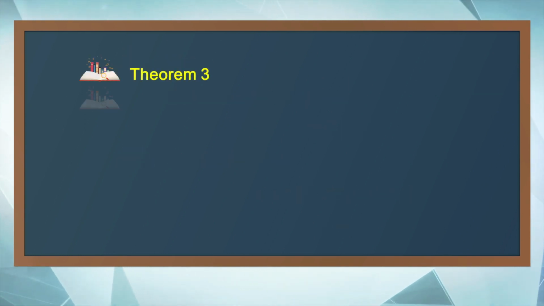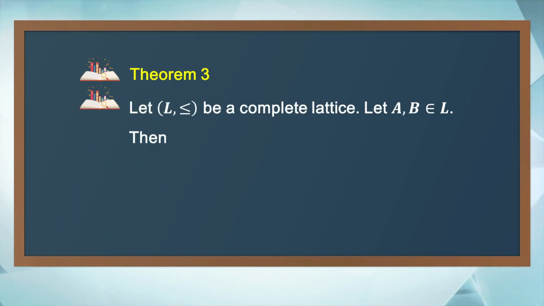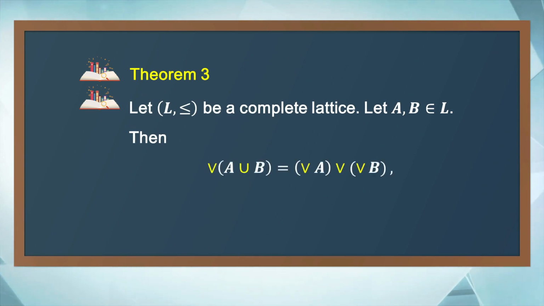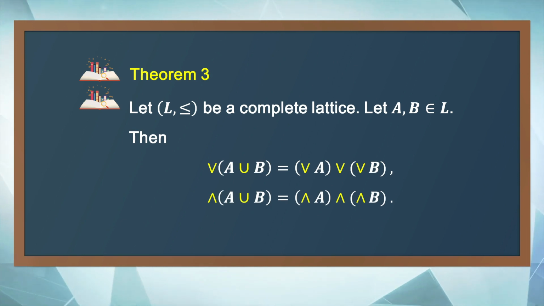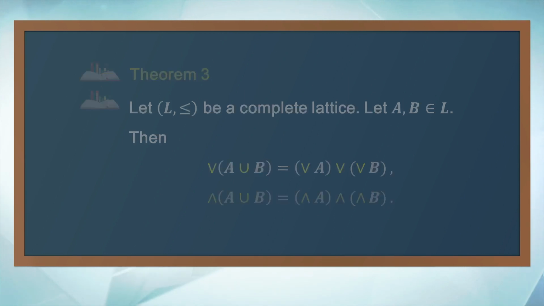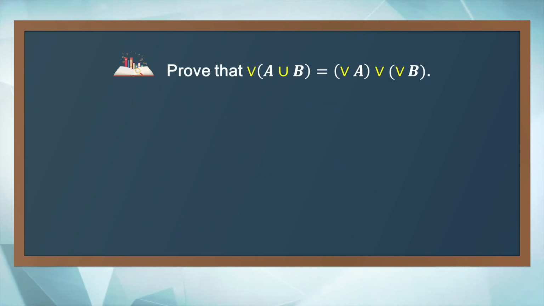Next, theorem 3. Suppose this is a complete lattice. Let A and B be two subsets of the lattice. Then the supremum of the union is equal to the maximum of the two supremums. The infimum of the union is equal to the minimum of the two infimums. We will prove the first equality, considering that this is a complete lattice. Each subset of L has both a supremum and an infimum.